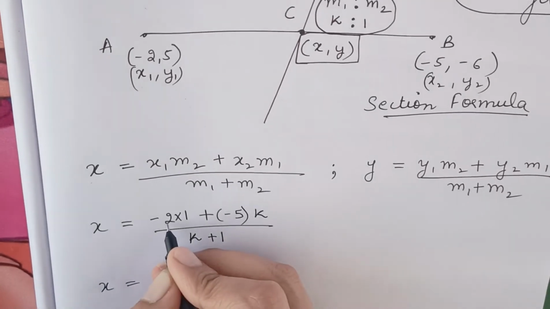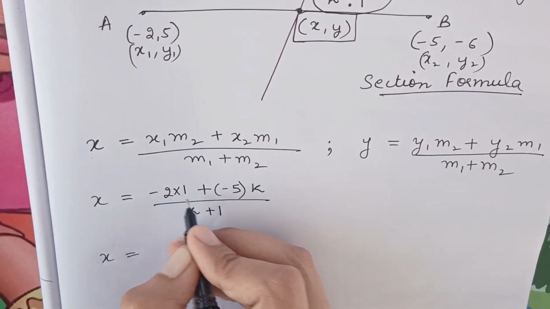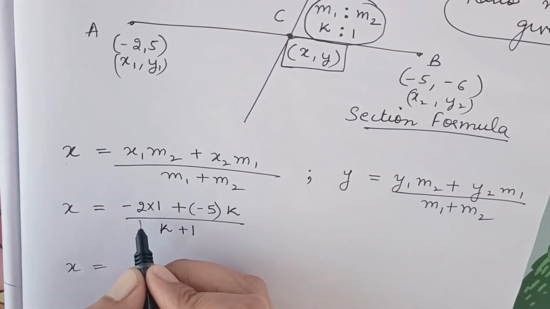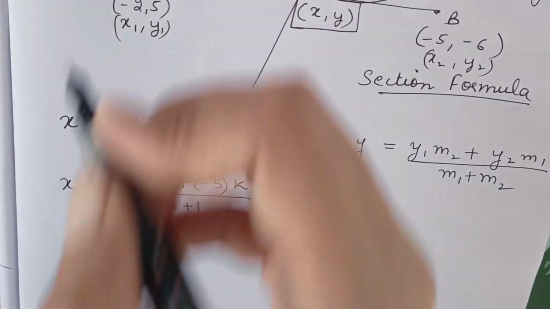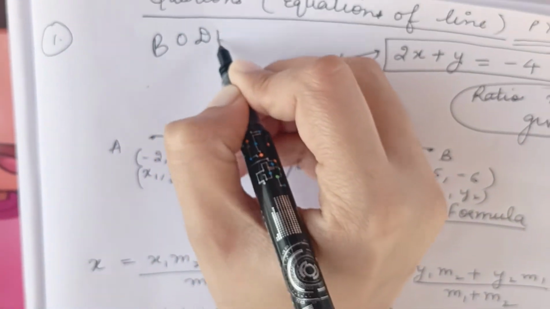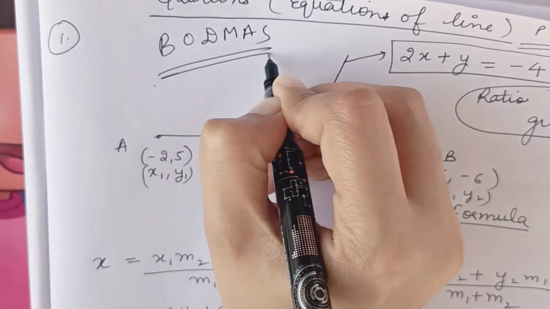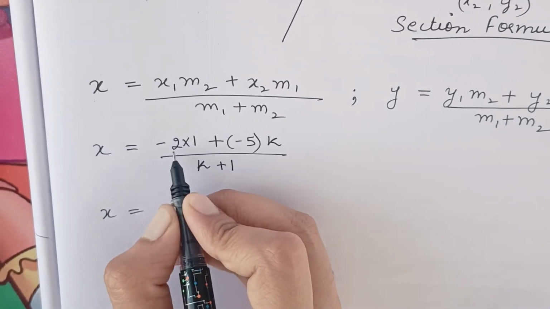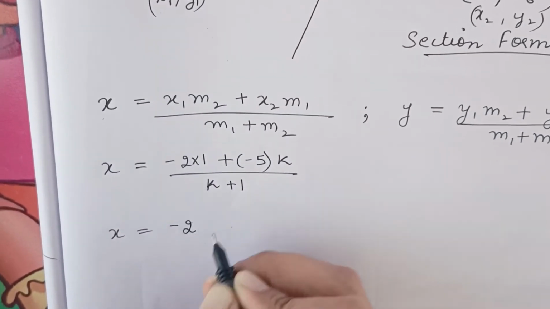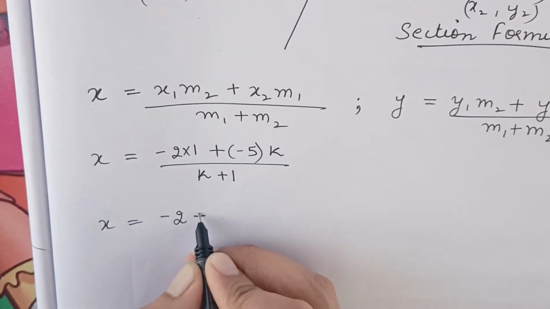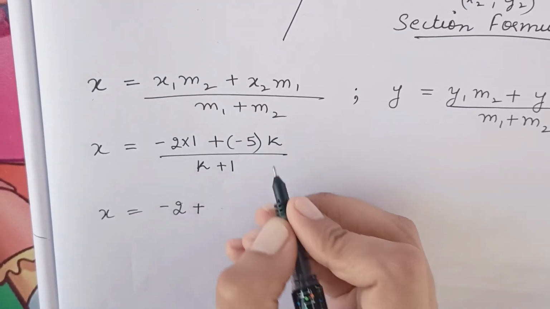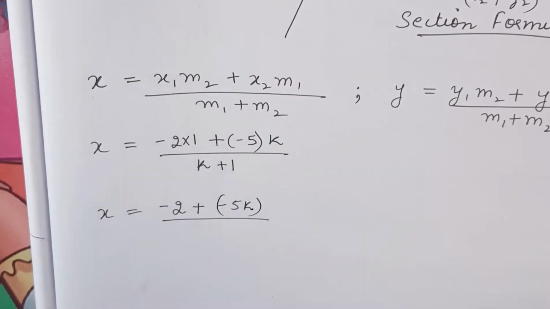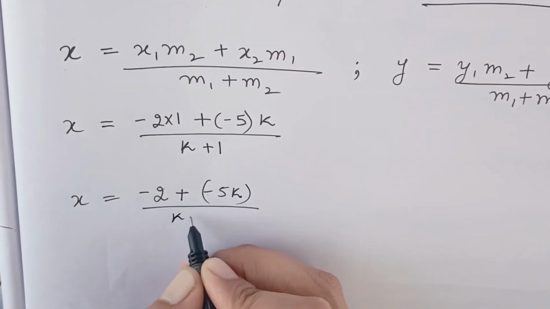So x is equals to, first of all, see here multiplication is also there and plus is also there. So it's very important you should follow BODMAS. BODMAS I am sure everyone knows. So in this order only you have to do the calculation. So that means multiplication we have to do first. So -2 into 1 is -2, plus as it is I'll be writing -5 into k is -5k. If you want, you can write this in bracket, k plus 1 as it is.